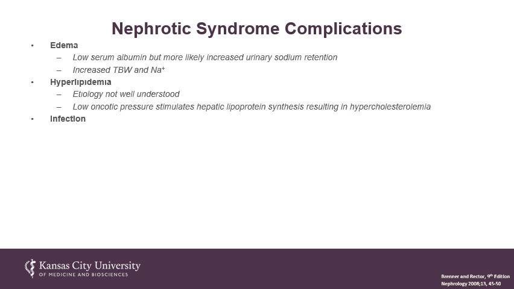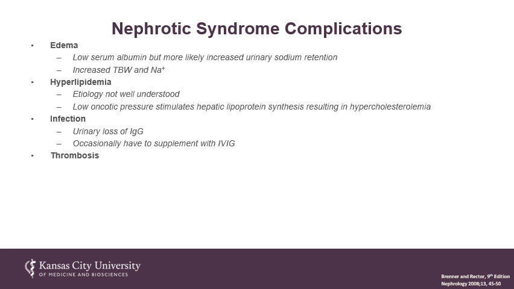It can also put you at risk of infection. The reason you're at risk of infection is because you're losing antibodies, predominantly IgG. So it's not uncommon with patients with nephrotic syndrome that you can check a total IgG level and it'll be low. And occasionally you'll want to treat that by giving them IVIG, which is a way of replacing their IgG levels.